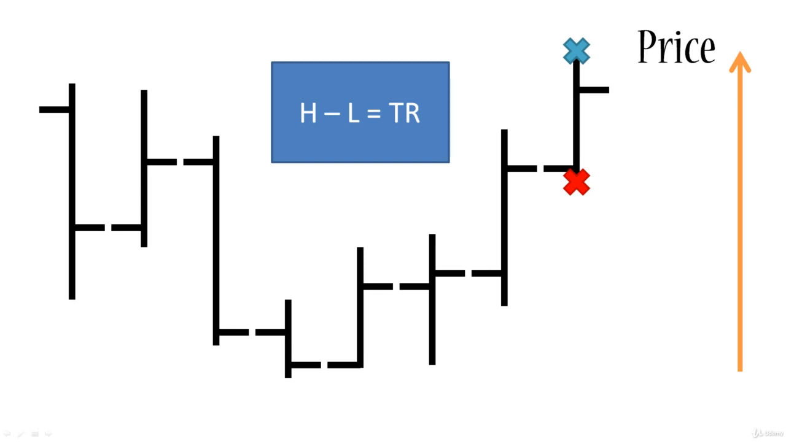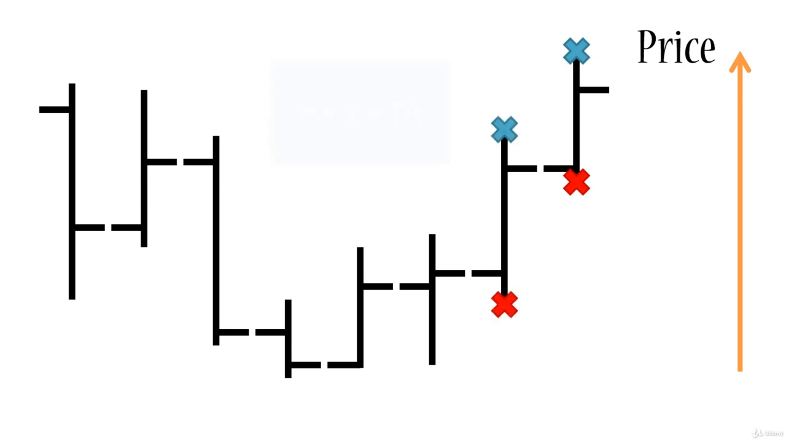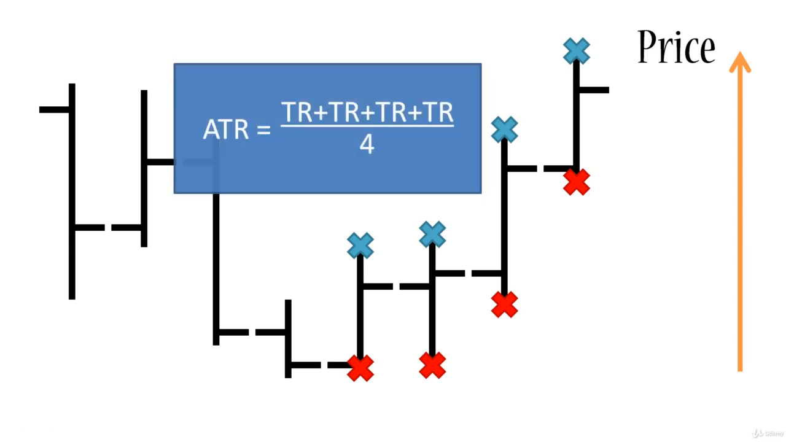Next, let's take the true range for the next bar, and then let's take the true range for the bar after that, and then we'll take one more true range. So what we're going to do with all of these four true ranges is we'll take the average of these four true ranges, and that will give us the average true range in the past four bars. So that tells you not only how volatile the market was in the current day, but also how volatile the market was over the past 4 days on average.